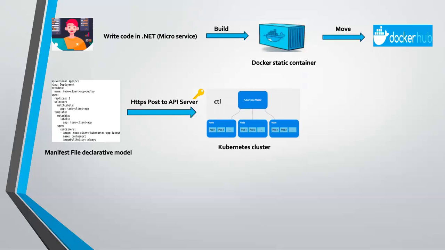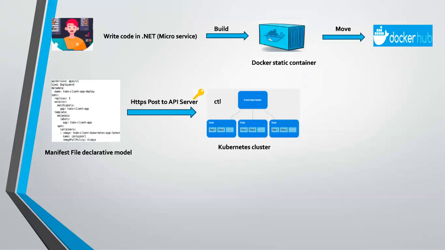In the previous session, we have already seen the Kubernetes cluster. It will have the worker nodes and the cluster node. Inside the cluster node, you will have an API server. We are sending our declarative model, declaring everything about our requirements, and giving it to the API server of the Kubernetes cluster.